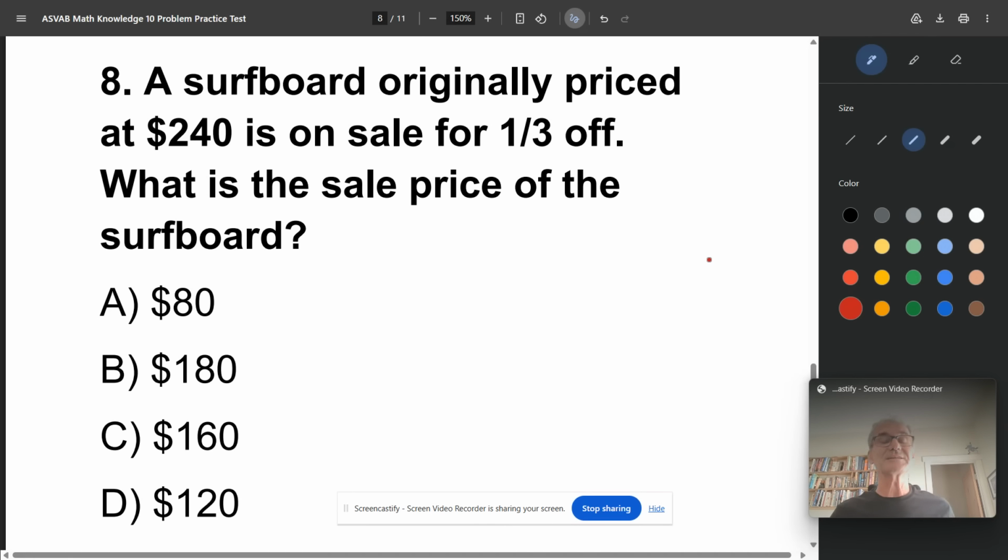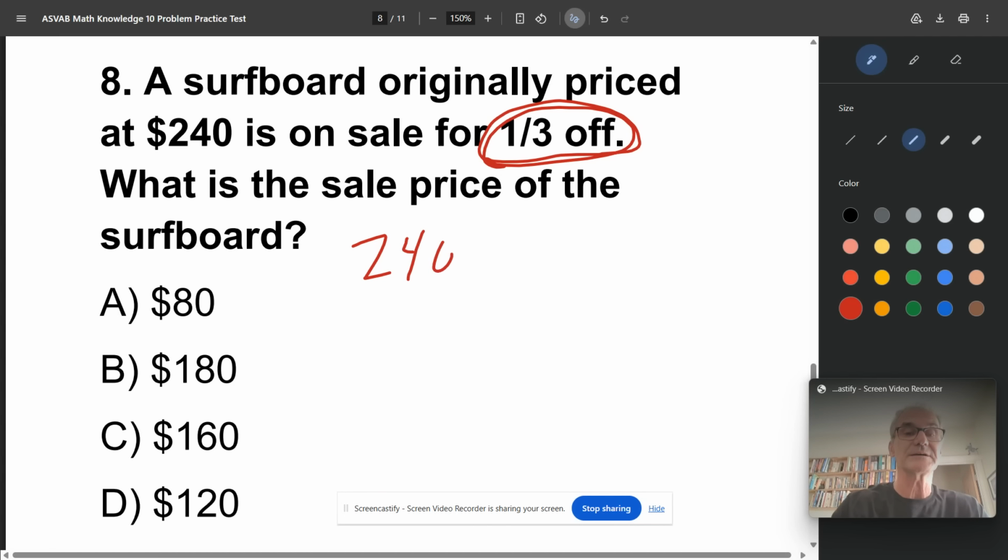Number 8, pause the video and give this one a try. All right, I have a surfboard originally priced at $240. It's on sale for a third off. What is the sale price of the surfboard? It's a third off, so if I use that fraction, I can figure out how much off it is. So I go 240 times a third.